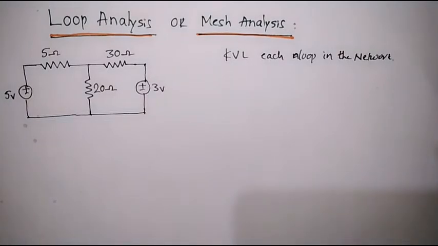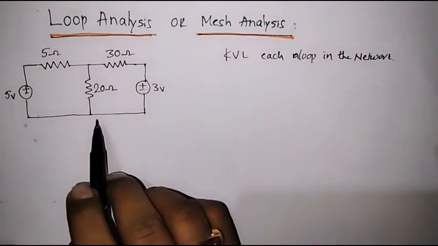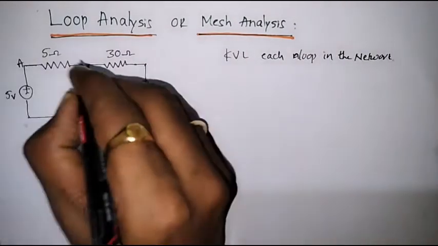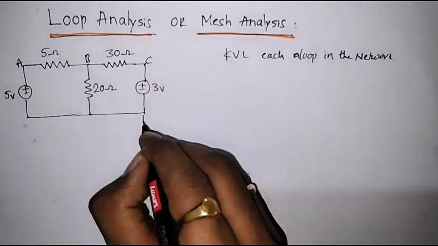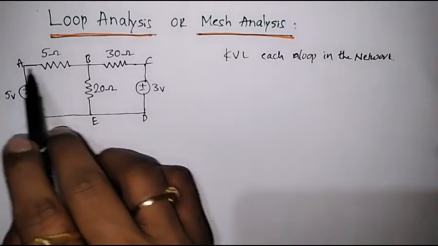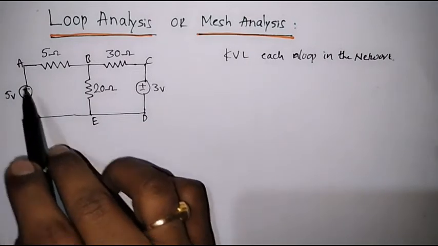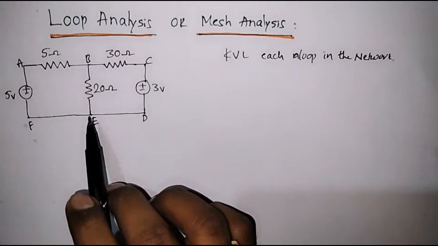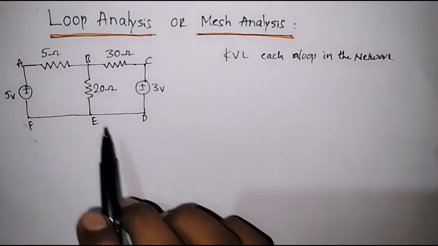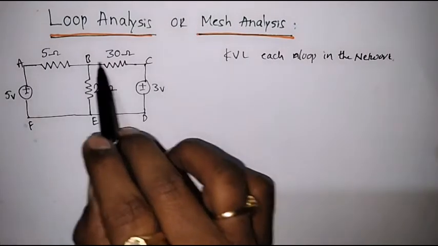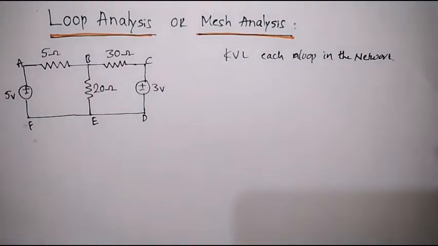Now the question is, what is meant by loop? Here I have shown a simple circuit. Assume that this is A, B, C, D, E. A, B, E, F, A is known as one loop. Any closed circuit is known as loop or mesh. So in this circuit, I can say I have two loops. One is A, B, E, F, A. Another loop is B, C, D, E, B.